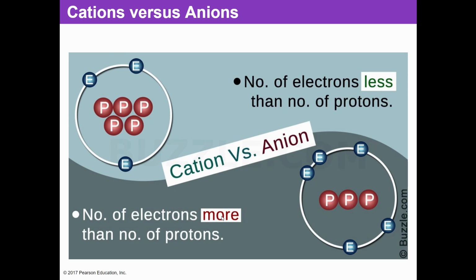When the number of electrons is more than the number of protons, then we're looking at the anion. So we have here 3 protons and 3 electrons that would cancel each other out. We have 2 extra electrons that don't cancel, meaning that this anion would have a negative 2 charge because protons have positive charges and electrons have negative charges.